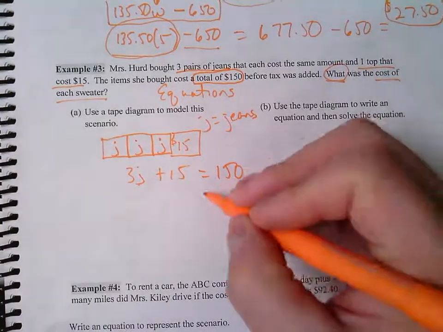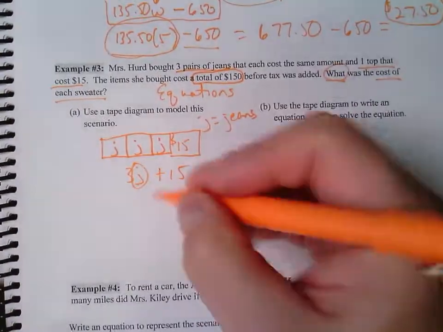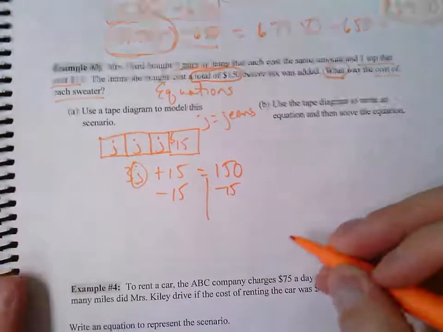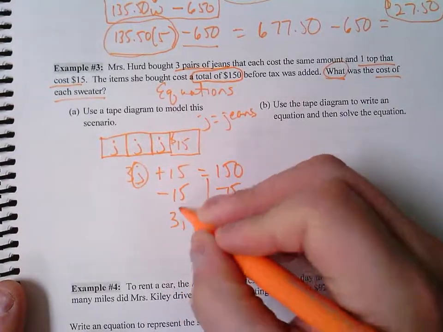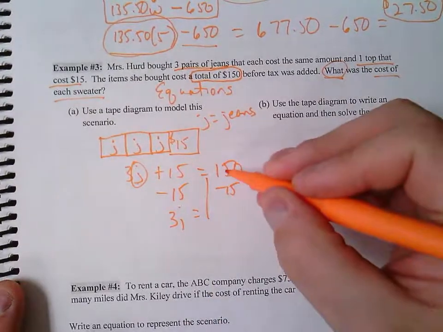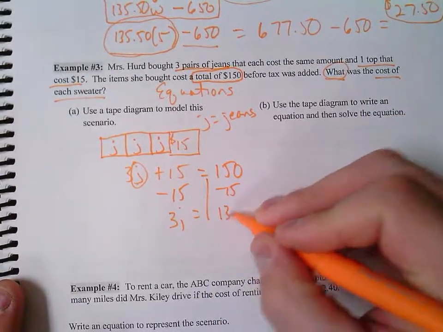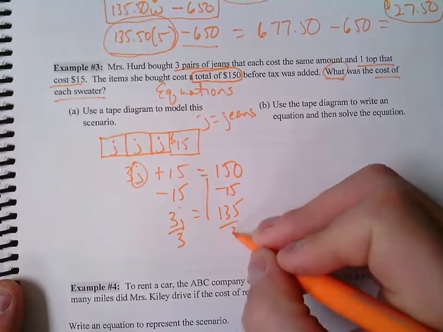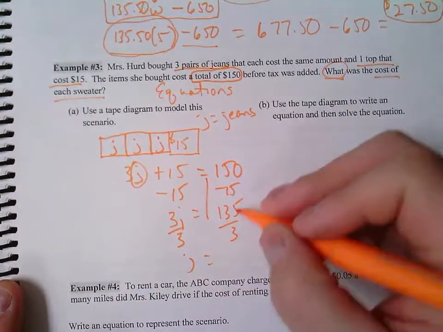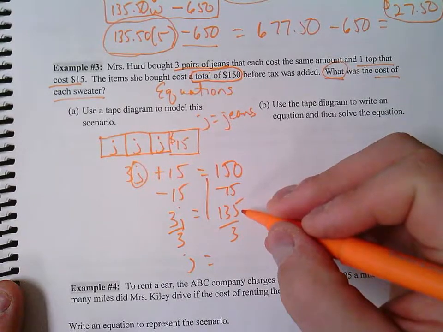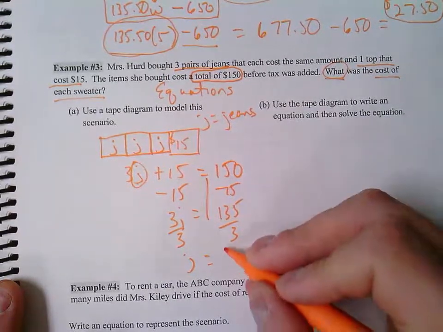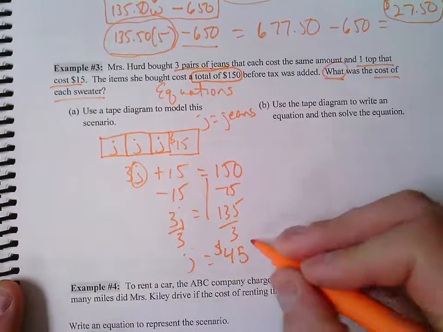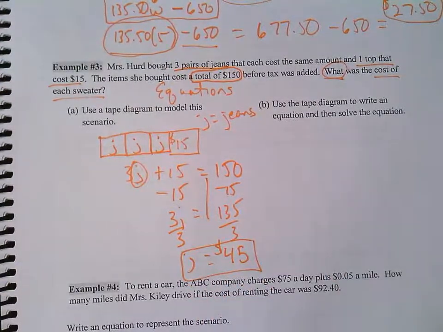All right, so now we solve this equation. We start with, remember, we always undo the addition and subtraction first. Well, we don't always do it, but in these problems we do. 150 minus 15 would be 135. Divided by 3. J equals 135 divided by 3, which is 45. $45 for a pair of jeans.